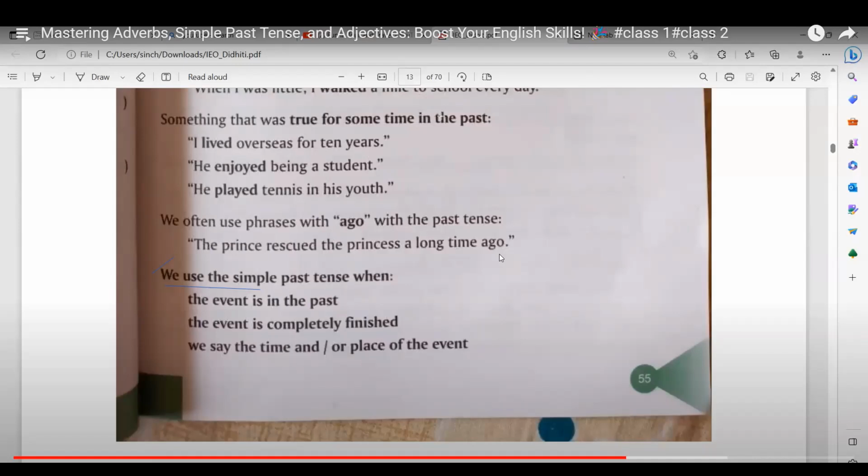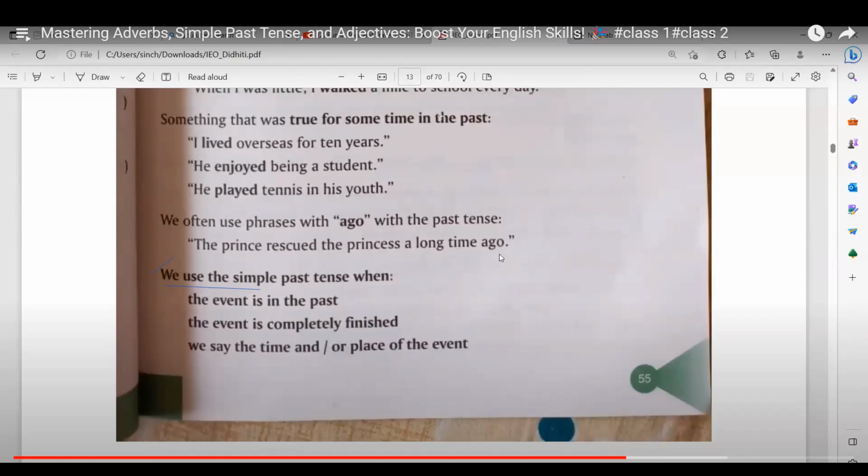Yes, ma'am. Ma'am, the Holi festival is the famous festival of India. It has already been celebrated in March. Very good, Debangshu. But you have to say has already been celebrated in March. Excellent. Okay, the next one. Tuhin, can you tell me the event is completely finished?